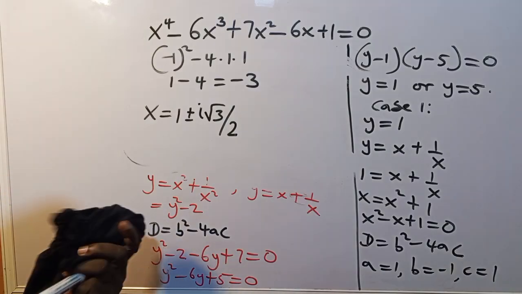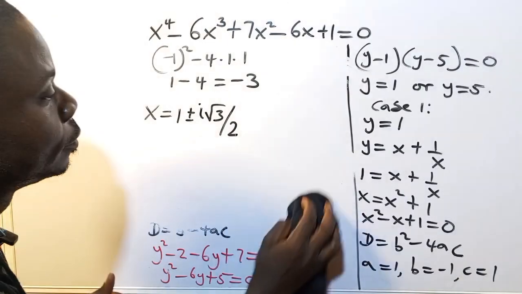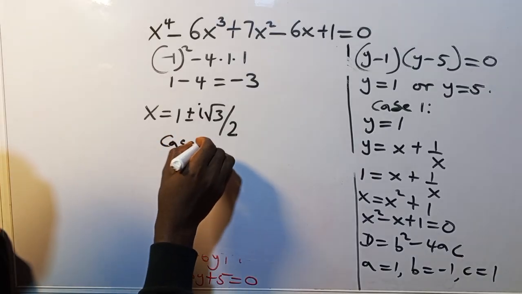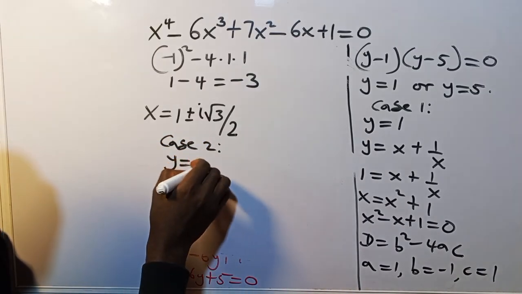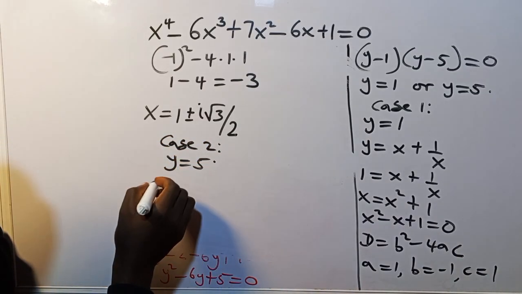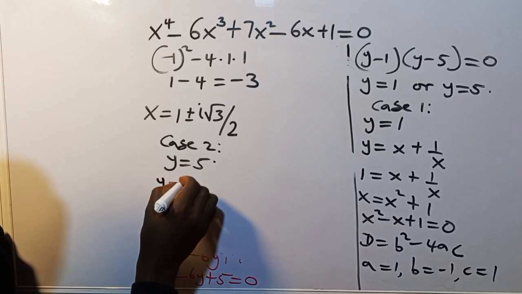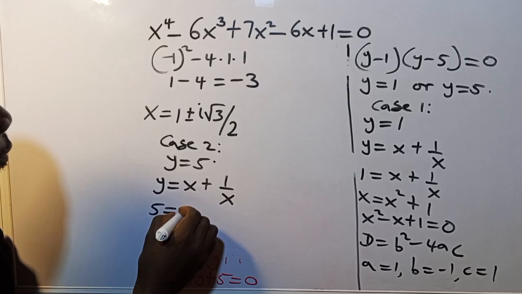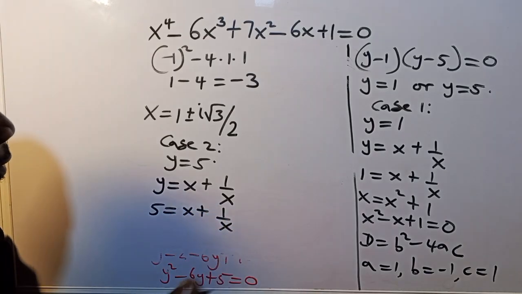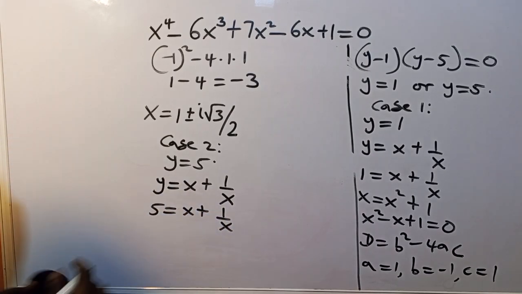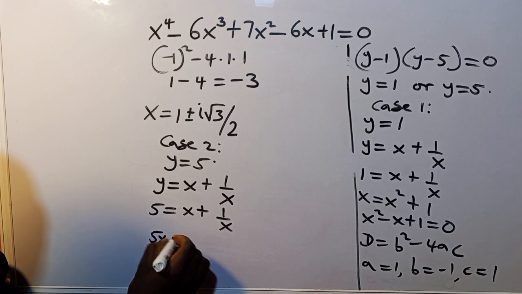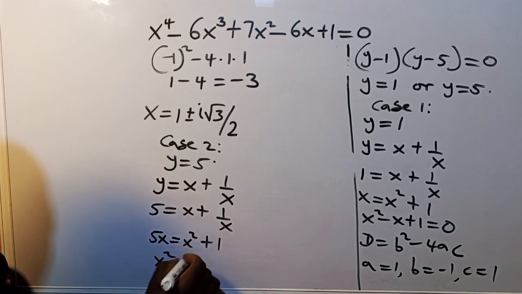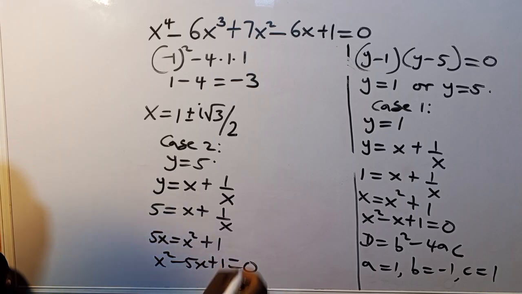Now let's move on for case 2. For case 2, that is y is equals to 5. So y is equals to s plus 1 over s. So 5 is equals to s plus 1 over s. So when you multiply through by s, you have 5s is equals to s squared plus 1. So s squared minus 5s plus 1 is equals to 0.